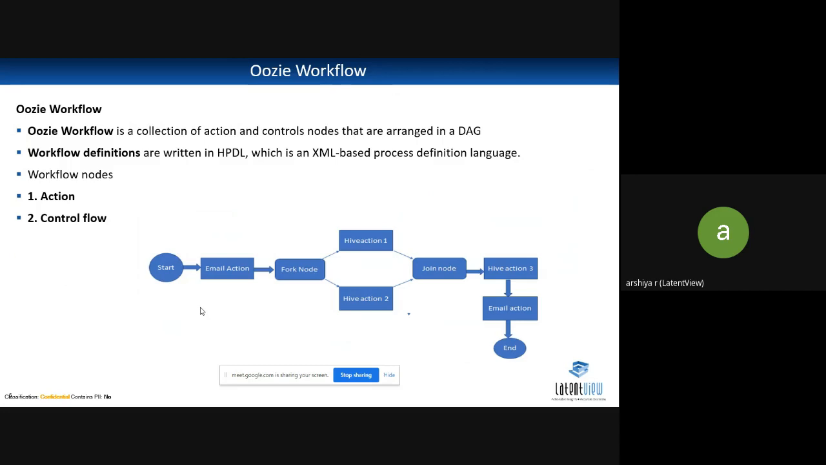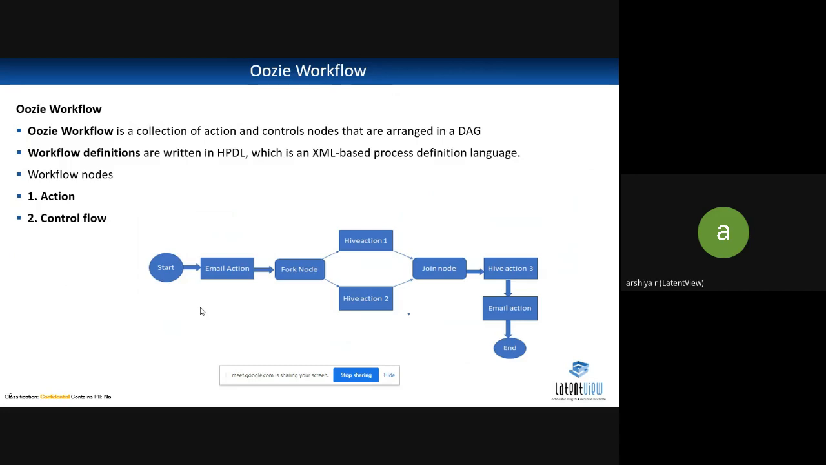Now let's talk about the flow diagram given over here. We know the start, the fork node, join node, and end. These are the control flow nodes in the Oozie workflow. And the email action and hive action given here are the action nodes. So let's talk about how the flow goes. First we have the start. This is where the workflow starts.